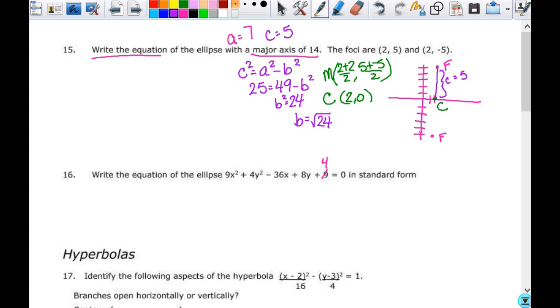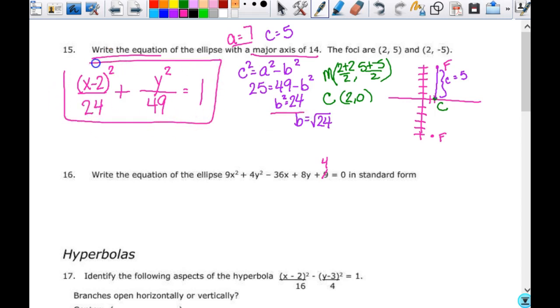And so my equation then is going to be, I've got, this is a vertical ellipse, which means A goes underneath the Y, all right, and my center is at 2, 0, so this is going to be X minus 2 squared, and it's Y minus 0, really just Y squared. My A, which is 7, is the larger one. It goes underneath Y since this is vertical, so this is 49. And then B goes under X, so that's the square root of 24, or I have B squared right there. It's just 24. And there is my equation.